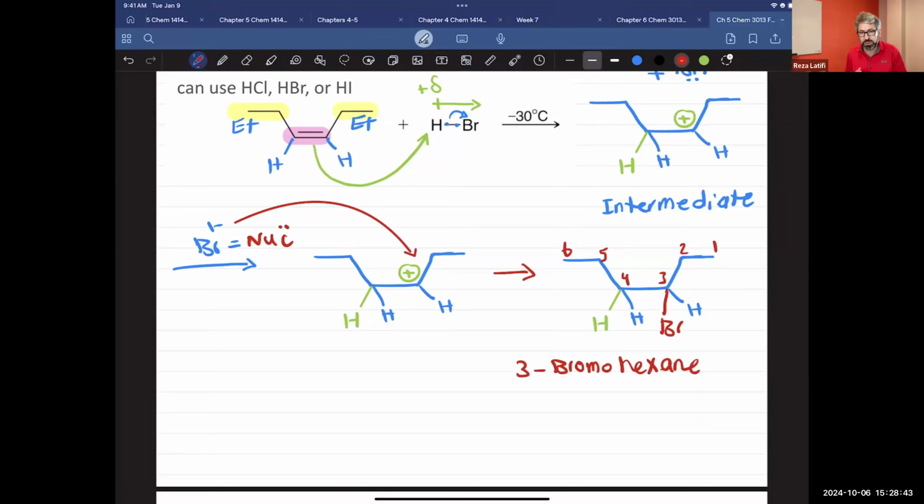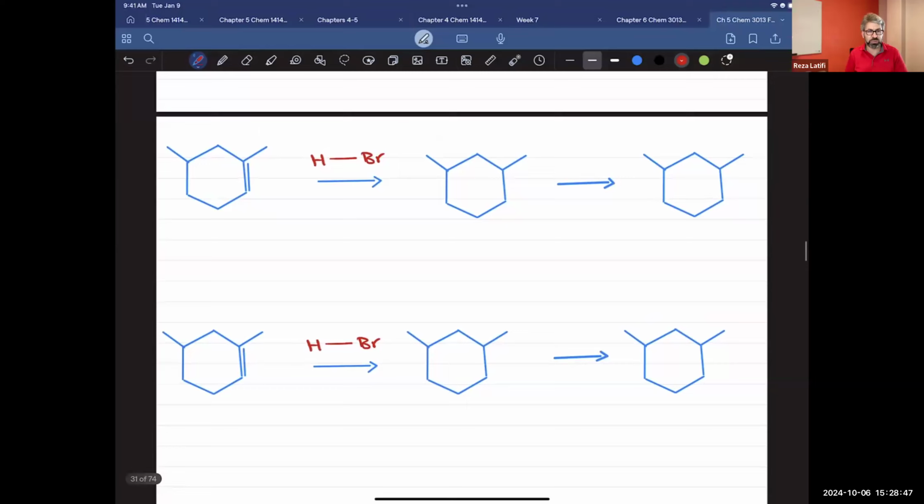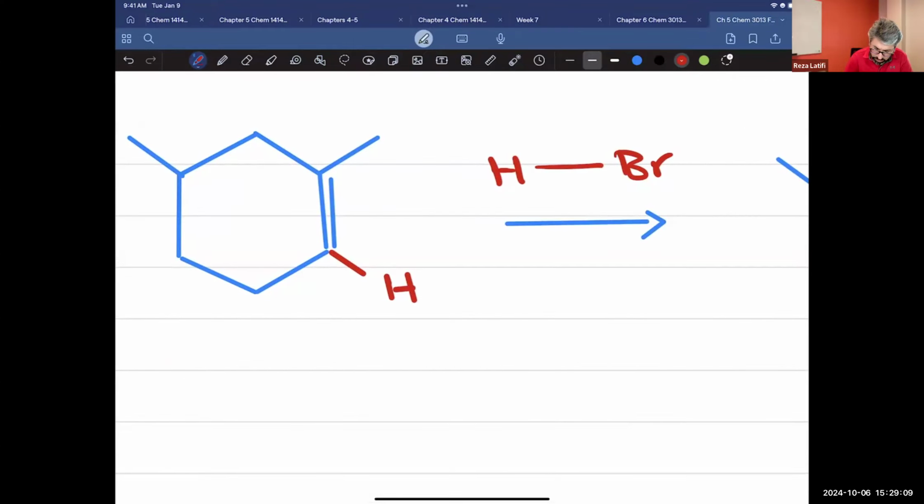Now what will happen if it's not symmetrical? If the double bond is not symmetrical, for example, in this case, we have a double bond where on one side we have 2 carbons attached, and on the other side we have hydrogen attached to the carbon. So we have hydrogen there. That means this top carbon is attached to 1, 2, 3 carbons. This one is a tertiary carbon. Here, this one is a secondary carbon.